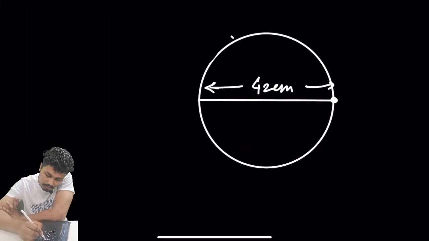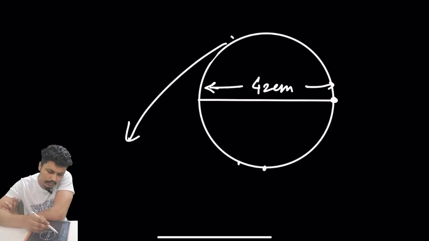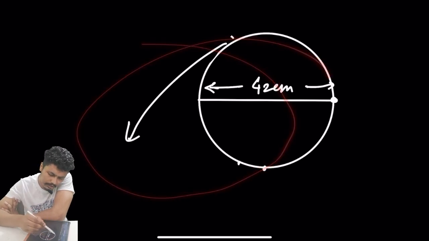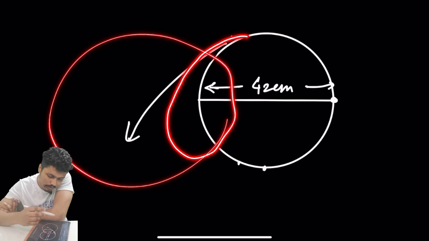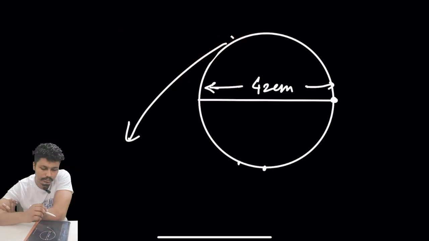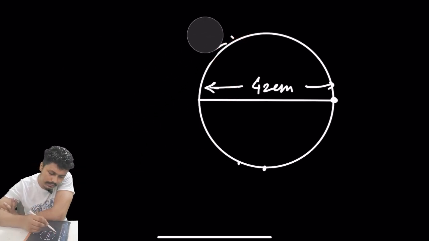It will start rotating from here, say from here, and this one will come. It will rotate like this, taking one rotation. This one will come like this and rotate one rotation. So if it rotates once, what will be the distance covered?